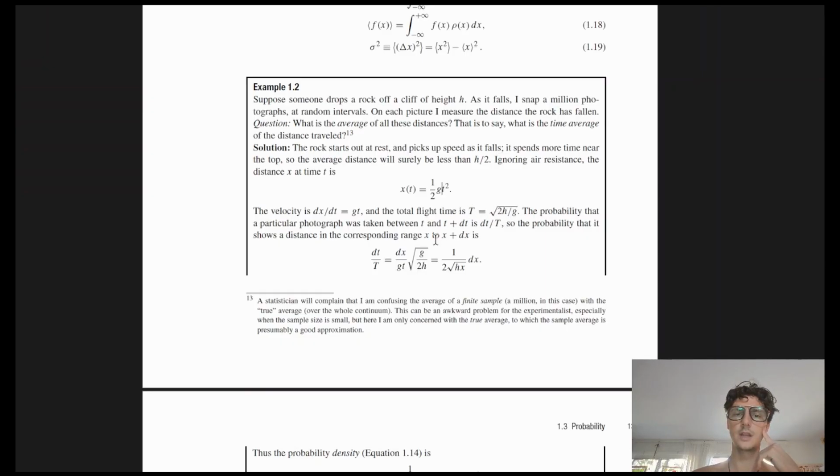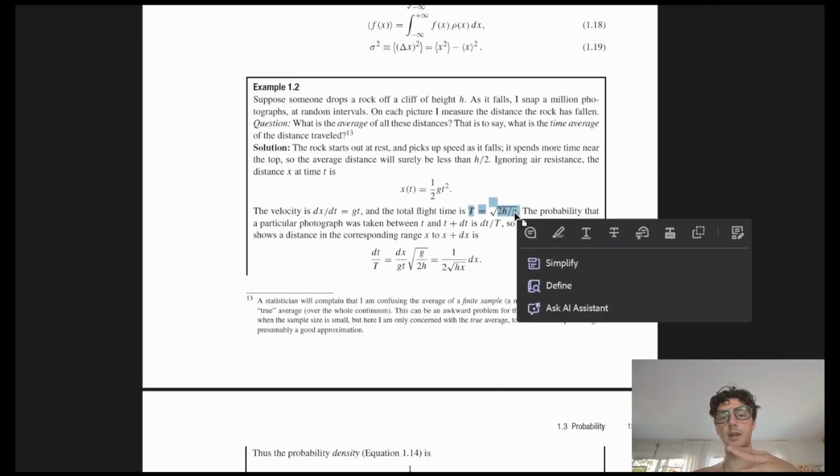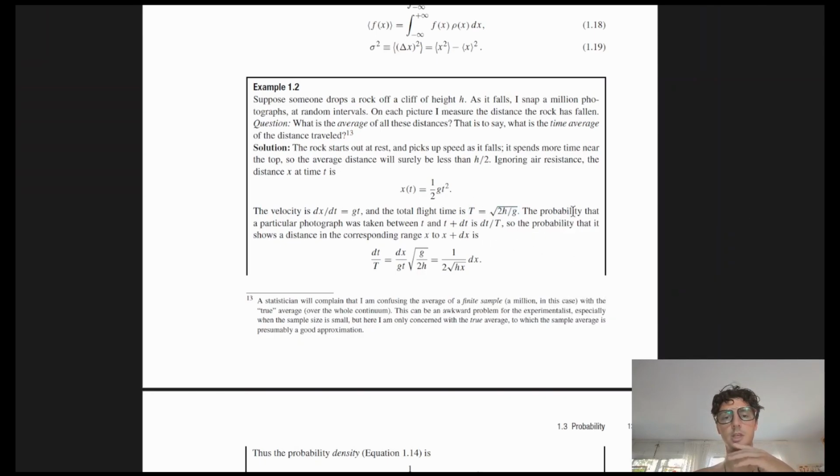How do you find this capital T? Probably got to do some integral or something. I don't know. We're not doing classical mechanics now. If you're interested in this, take a look at falling objects. The probability that a particular photograph was taken between t and t plus dt is dt over capital T.